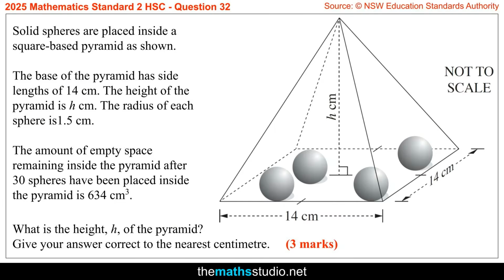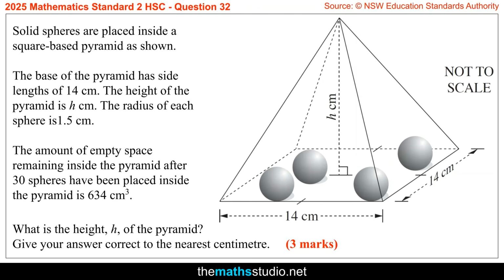Question 32. Solid spheres are placed inside a square-based pyramid as shown. The base of the pyramid has side lengths of 14 centimeters. The height of the pyramid is h centimeters. The radius of each sphere is 1.5 centimeters.